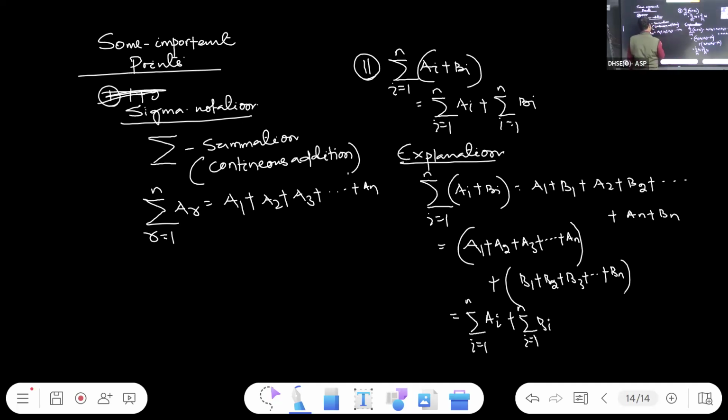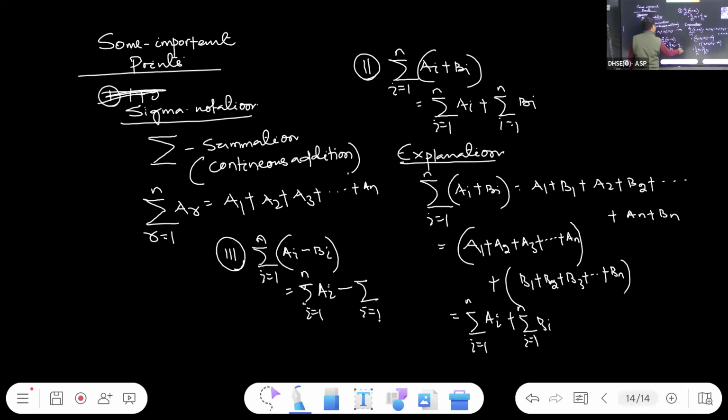Then the third one is sigma i equals 1 to n of (ai minus bi), which equals sigma i equals 1 to n ai minus sigma i equals 1 to n bi. Quickly note it down.